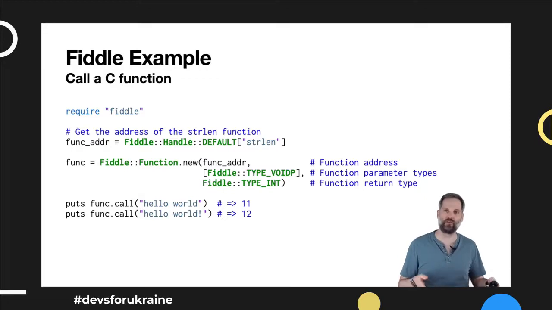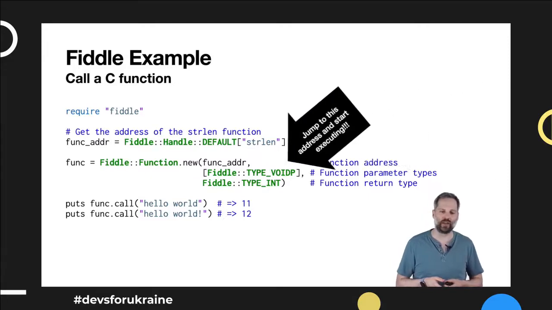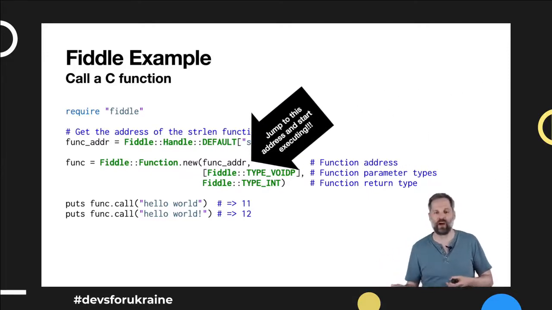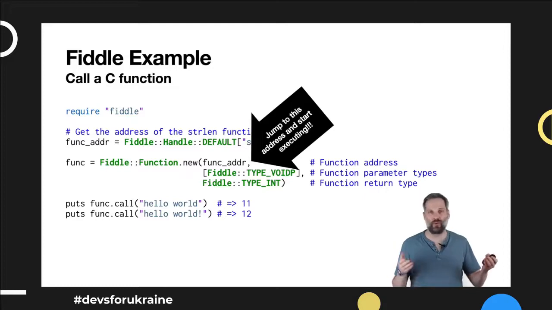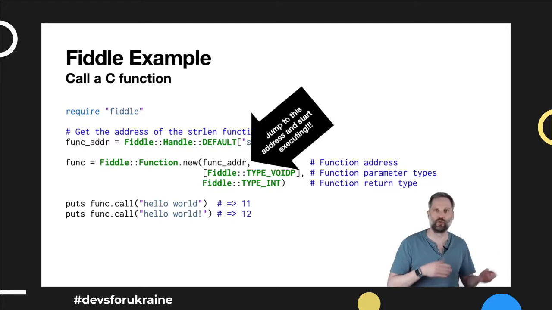Now, what's really interesting about this is, I said earlier, we're giving this function object an address, like we give it an address to jump to and execute. And what's kind of cool is that Fiddle and libffi don't really care what that address is, they just jump to that address and start executing it. So we can give it any old address that we want to, and what we can do is say, hey, I want the address of that executable memory, that JIT buffer, I'd like you to jump into that JIT buffer rather than the strlen function.